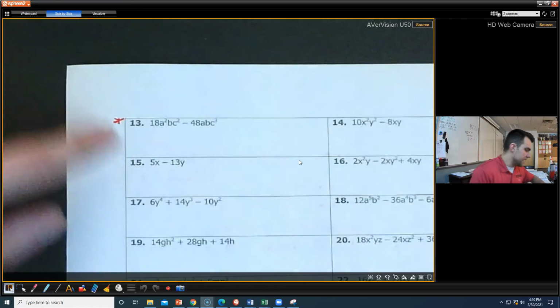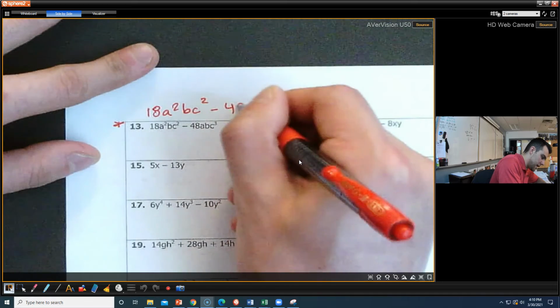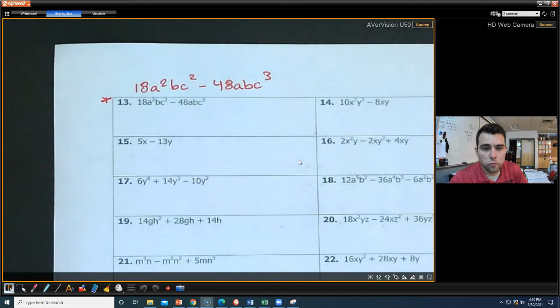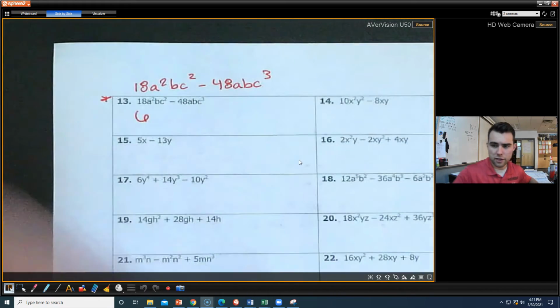So this is 18a squared bc squared minus 48abc cubed. I know it's kind of hard to see on the sheet. So we'll start with the coefficients. 18 and 48. What is a number that they have in common? Let's think. They have 2 in common. Is that the greatest? Well, I know they have 3. Oh, maybe 4. No, 4 doesn't go into 18. 6. Does 6 go into both of them? Oh, 6 does go into both of them. So 6 is going to end up being our greatest common factor for the coefficients.